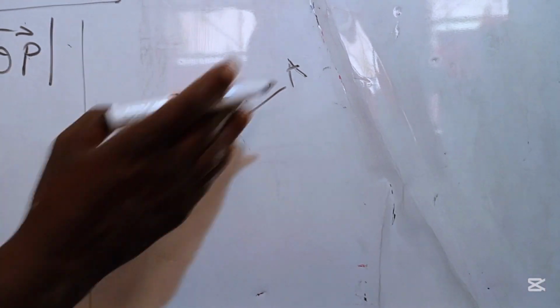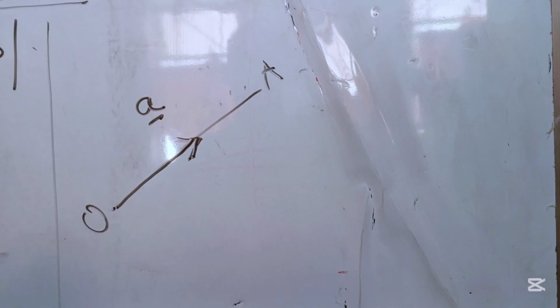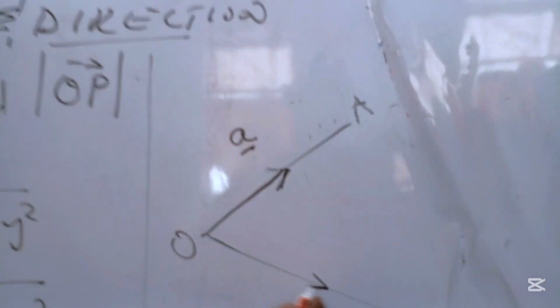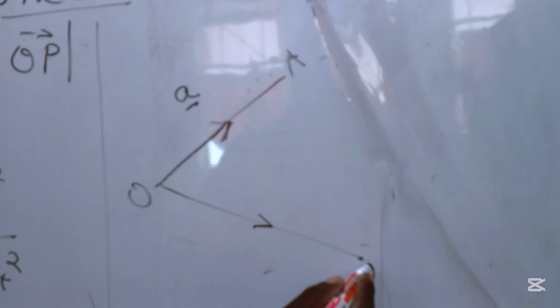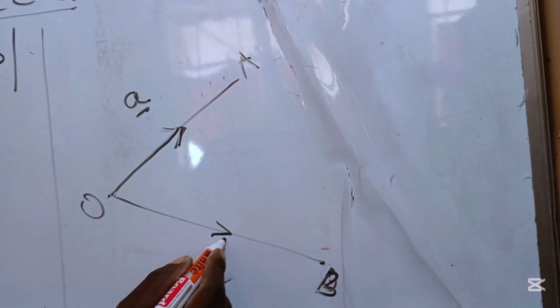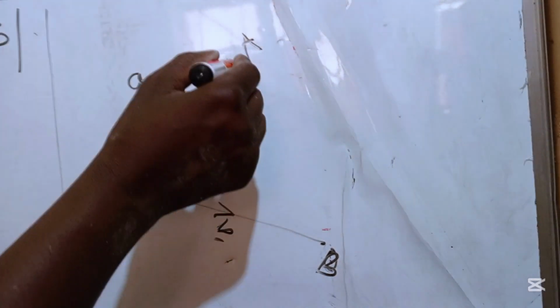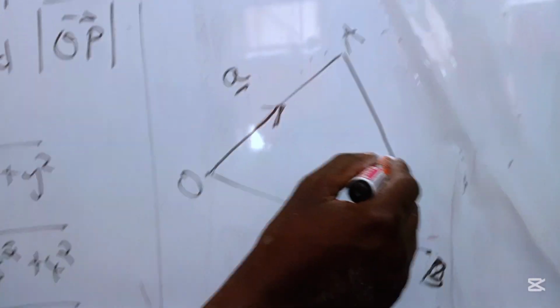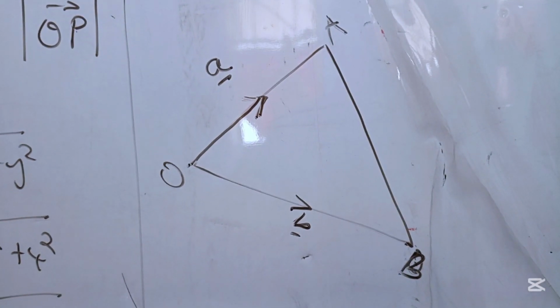So this is where the vector is. Mind you, this is the origin. I've got another vector which comes down there. This is vector OB, so I'll call this vector B. If they say find vector AB, we are just talking about this. This is the vector AB.